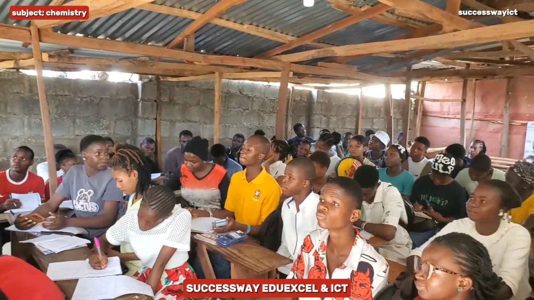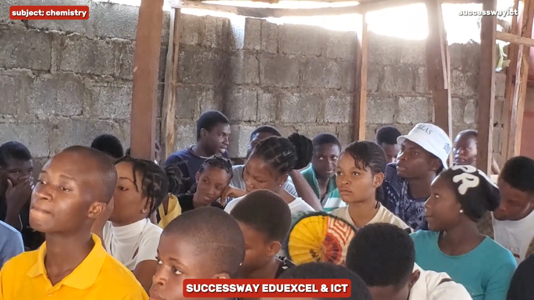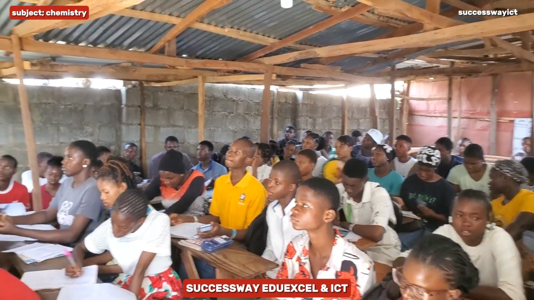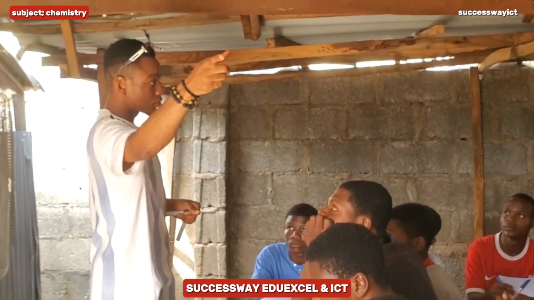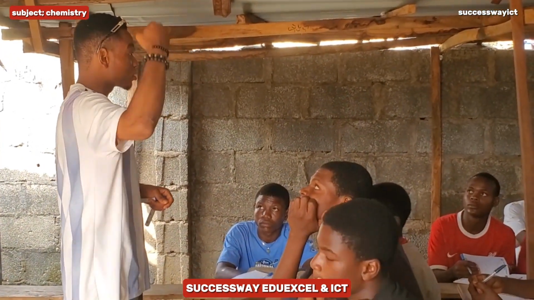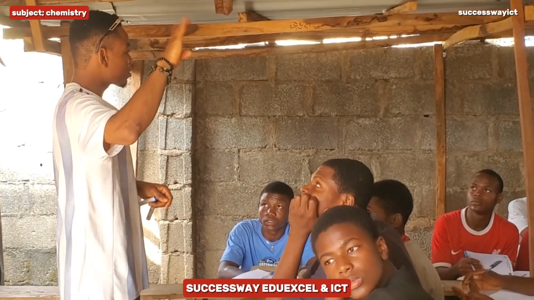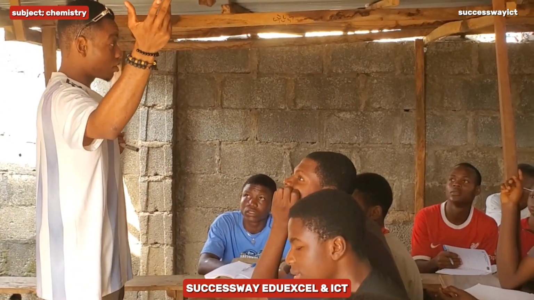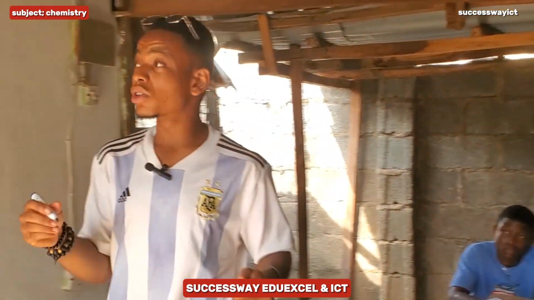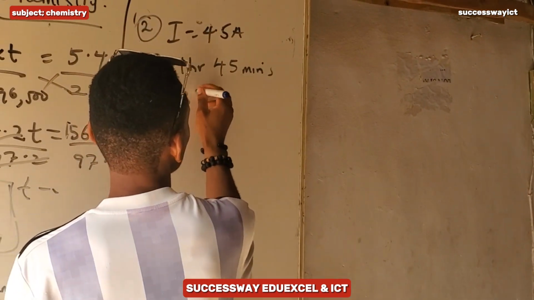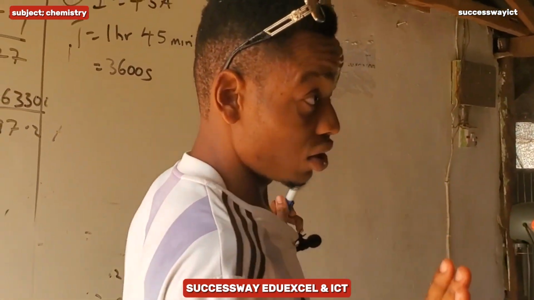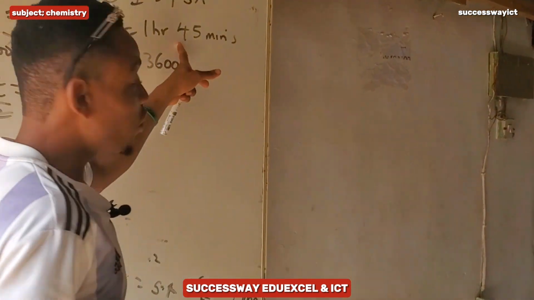60 times 60 gives you the answer in seconds. If it says 2 hours, it will be 2 times 60 times 60. 3 hours is 3 times 60 times 60, 4 hours is 4 times 60 times 60. Is it clear now? Take note, very important. So 1 hour is equivalent to how many seconds?